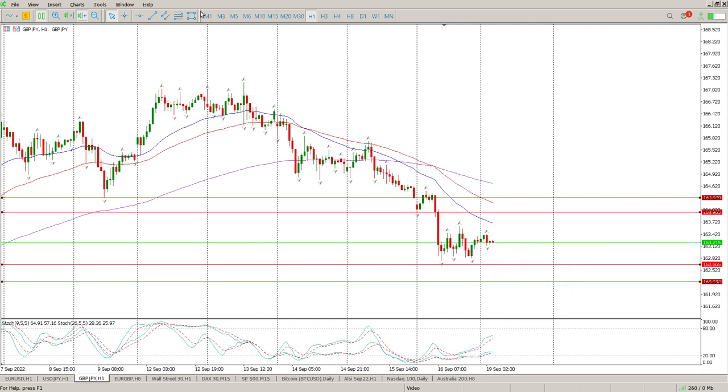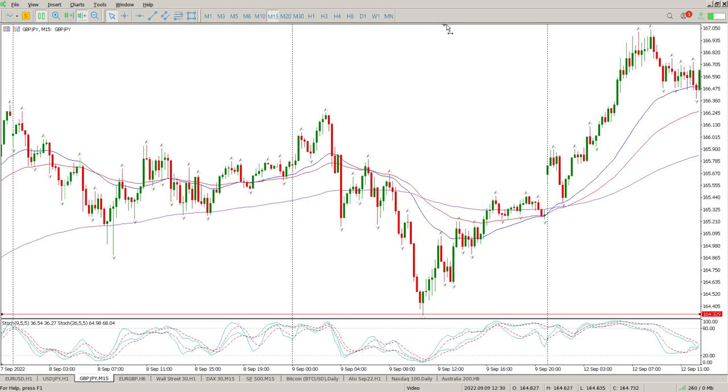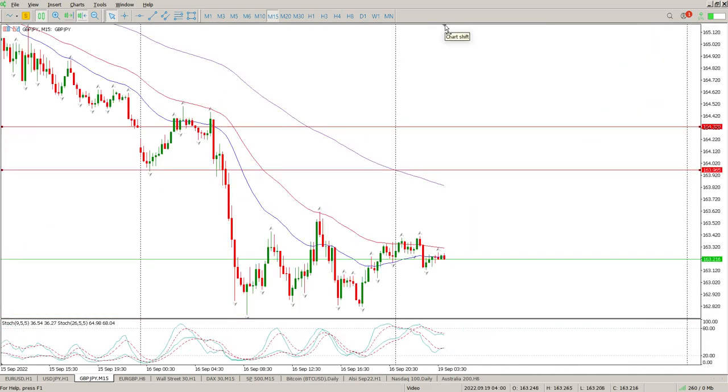162.232 area. But until we get some kind of a move, and you can see even on the 15-minute, it's all over the place at the moment, sideways. Don't really want to get stuck in that. I want price up here before I start looking for any moves.